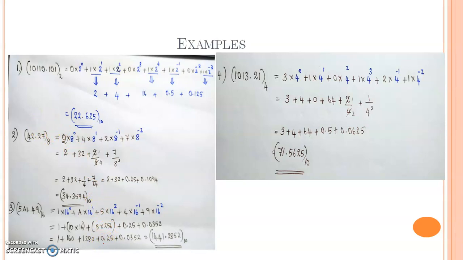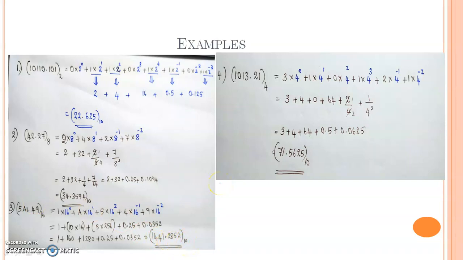And what about 5A1.49 to the base 16? Here you have to convert a number in the hexadecimal number system to decimal. So what is the rule? You have to multiply every digit with the corresponding weight, which is in the powers of 16. So 1 into 16 raised to 0 plus A, that is 10, into 16 raised to 1 plus 5 into 16 raised to 2 plus 4 into 16 raised to minus 1 plus 9 into 16 raised to minus 2, which gives the answer 1441.285 to the base 10.